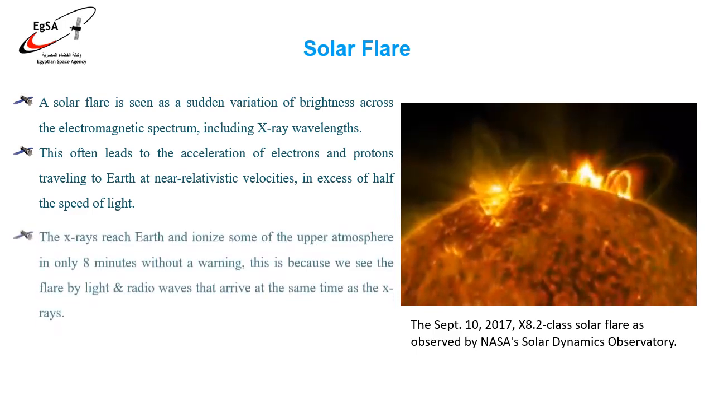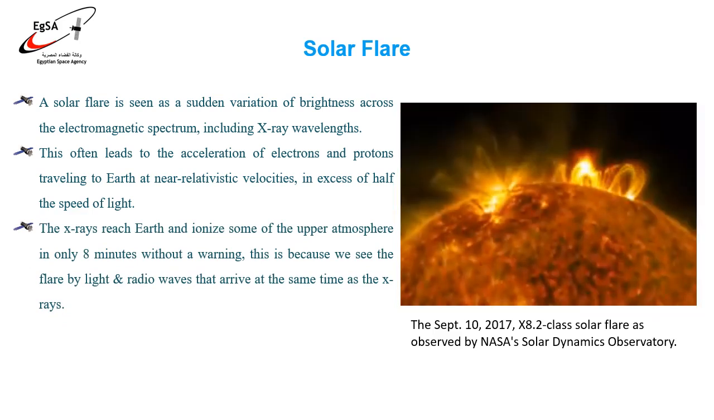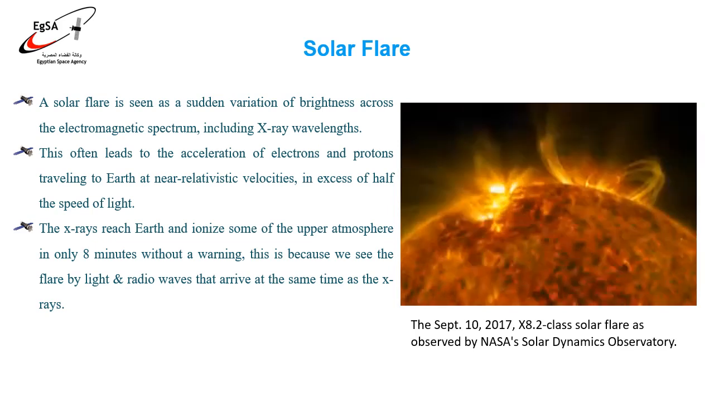The X-rays reach Earth and ionize some of the upper atmosphere in only 8 minutes without a warning. This is because we see the flare by light and radio waves that arrive at the same time as the X-rays. At these speeds, protons can reach Earth in around 15 minutes.